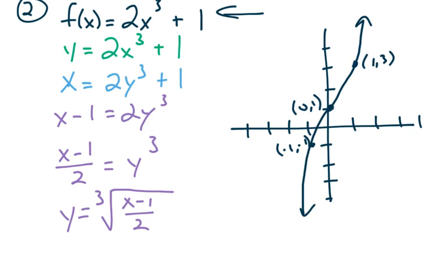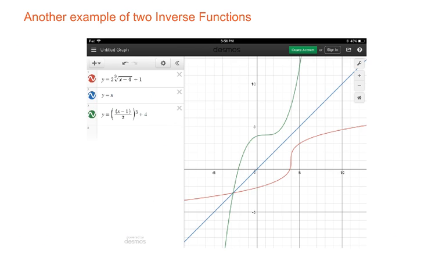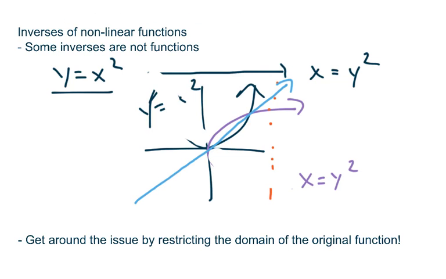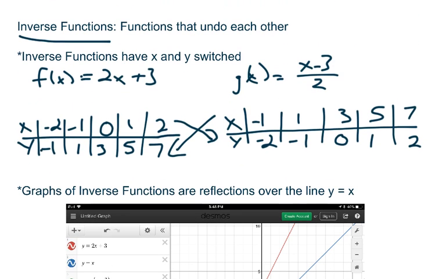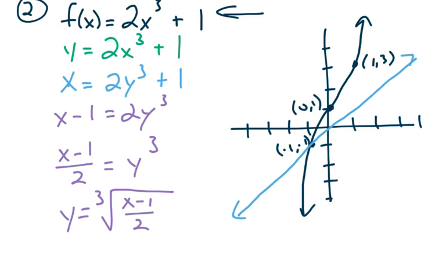Now, when we reflect, if we have this line, y equals x coming across, remember the inverse is a reflection over the line y equals x. And remember, in inverses, the x's and y's get switched. So if my original point was 1, 3, the reflection is going to be 3, 1. That's going to be right here. And if this point was 0, 1, when I flip it, it's going to be 1, 0.